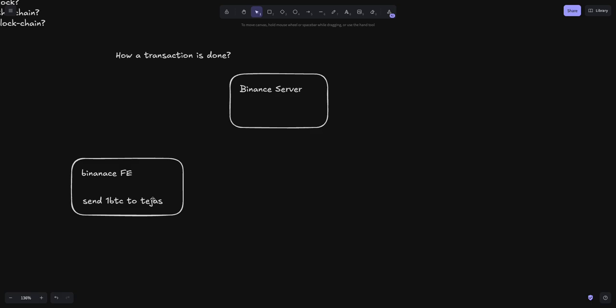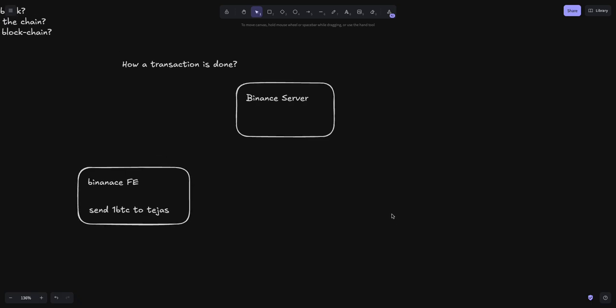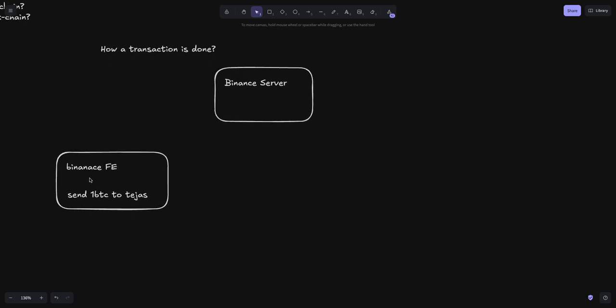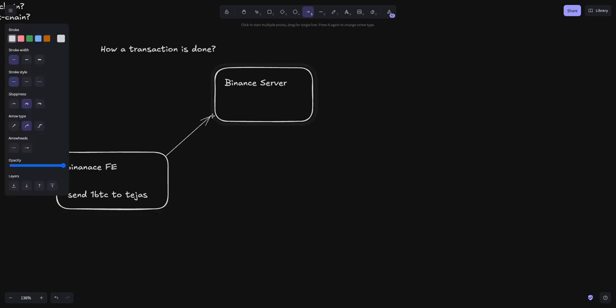But if you do remember, the sender uses his private key, not public key, to send money. Only the private key can be used to send money. The public key can only be used to receive money, and for other various things, don't worry about that as of now. So whenever in the Binance front end I say send one BTC to Tejas, this message goes to the Binance server, right?